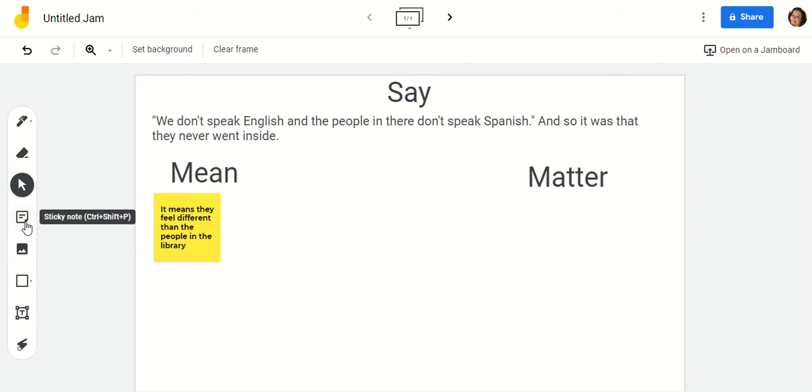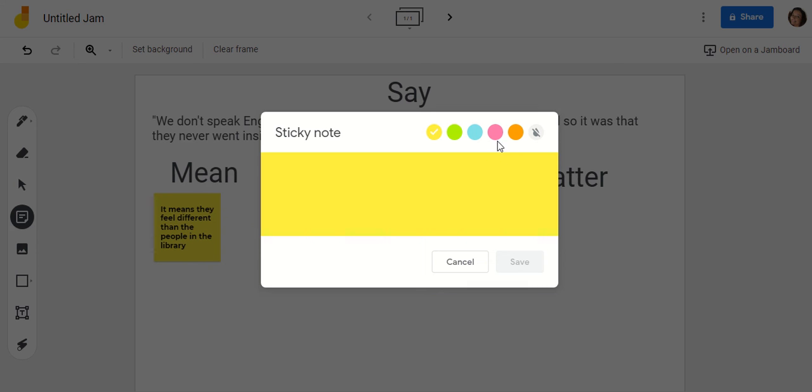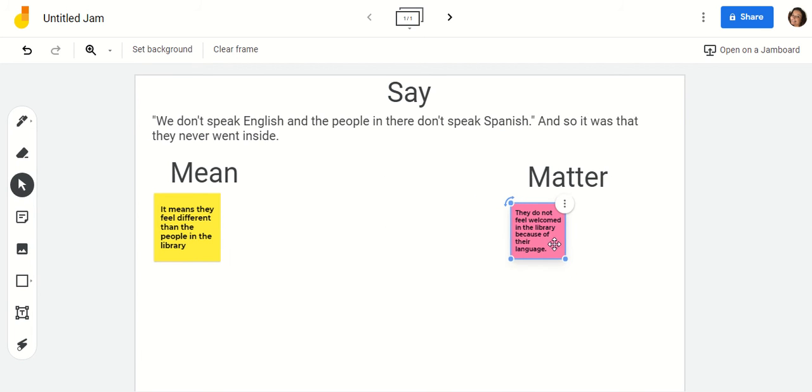Why is this an important quote to the story? So after some student collaboration, you might guide them to some discussion that might gear them to what you want them to understand about it. And a sample thing the students might say about why this matters: they do not feel welcomed in the library because of their language. And this is just some samples that you might get.